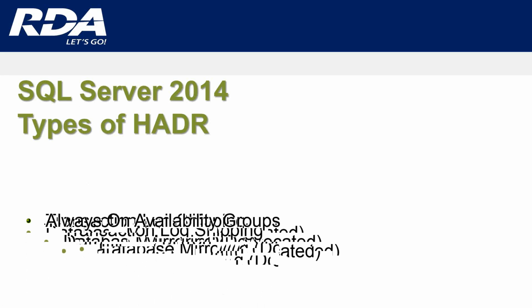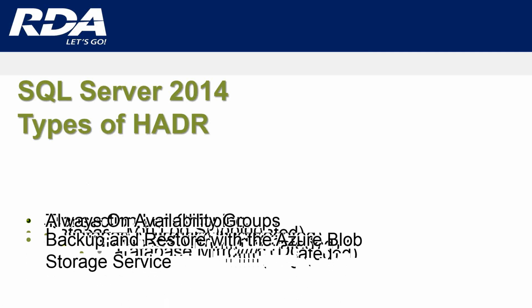Always-on availability groups is one of my favorites, and it solves a lot of the problems of mirroring and transaction log shipping. We'll be talking more about availability groups and the benefits that they offer, and it's one of the enabling technologies for some of this close integration with Azure. I'm also going to talk about backup and restore with the Azure Blob Storage Service.